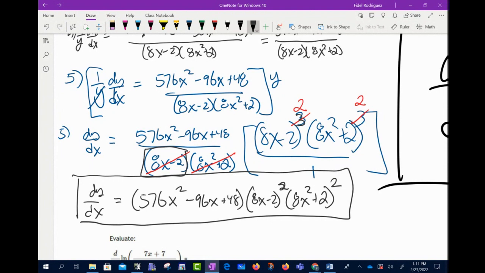And we're done. It's a lot of steps. There you go. Good. Very good.